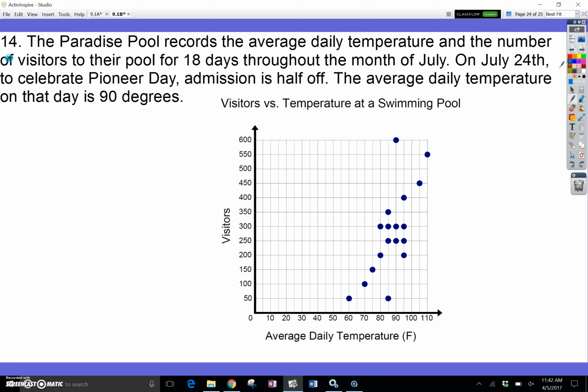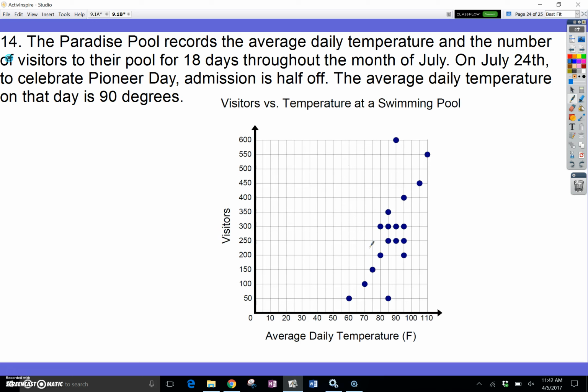Alright, so let's go ahead and look at this one. It says Paradise Pool records the average daily temperature and the number of visitors in their pool for 18 days throughout the month of July. On July 24th, they celebrate Pioneers Day, and admission is half off. The average daily temperature is 90 degrees. So if we look at the average daily temperature, and this is through the entire month of July, we're talking about people going in a pool and temperature. So if you think about it, the warmer the temperature, the more people are going to be in there, and the cooler the temperature, the fewer people are going to be in there.